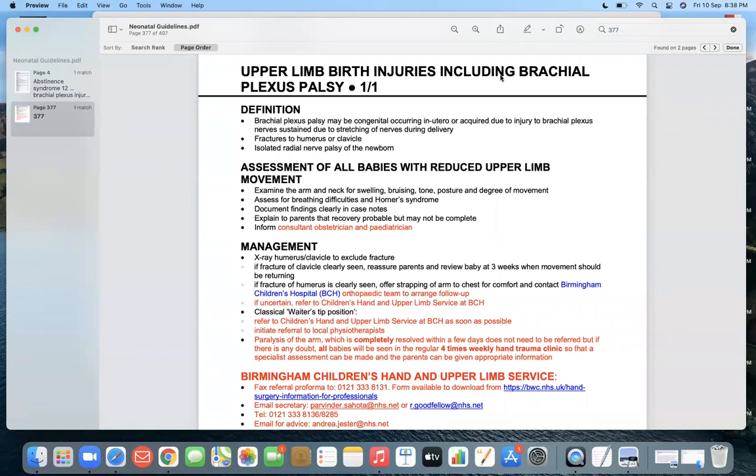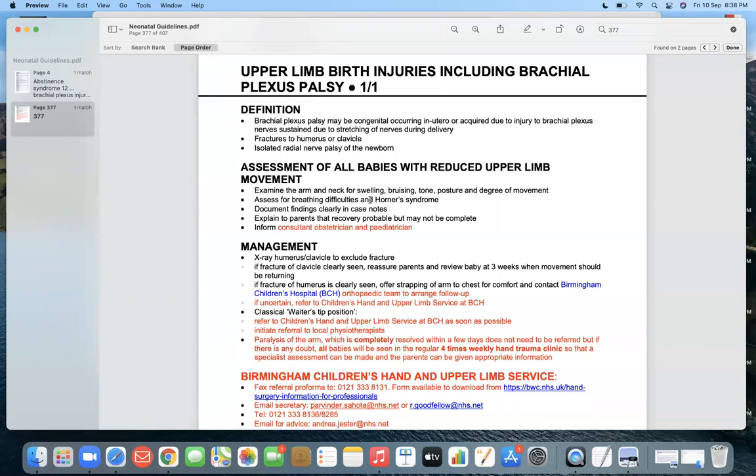See here, upper limb birth injuries including brachial plexus. Brachial plexus palsy may be congenital, occurring in utero, or acquired due to injury to brachial plexus nerves sustained due to stretching of the nerves during delivery. Fractures to humerus and clavicle can also be the cause, and isolated radial nerve palsy of the newborn can also be seen.